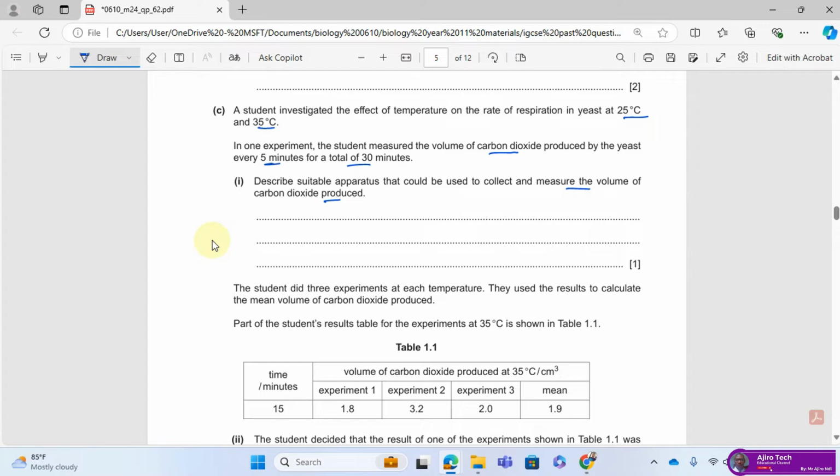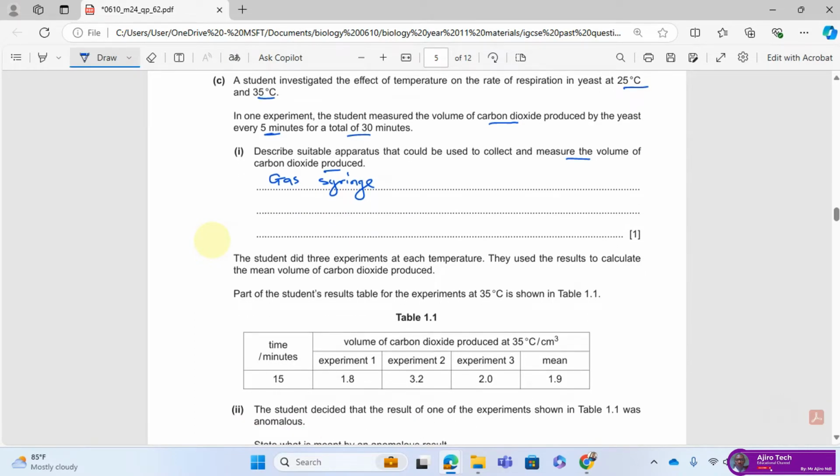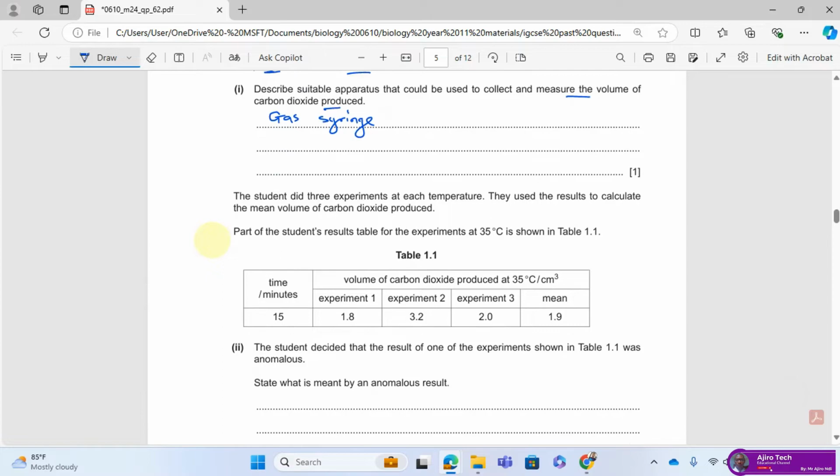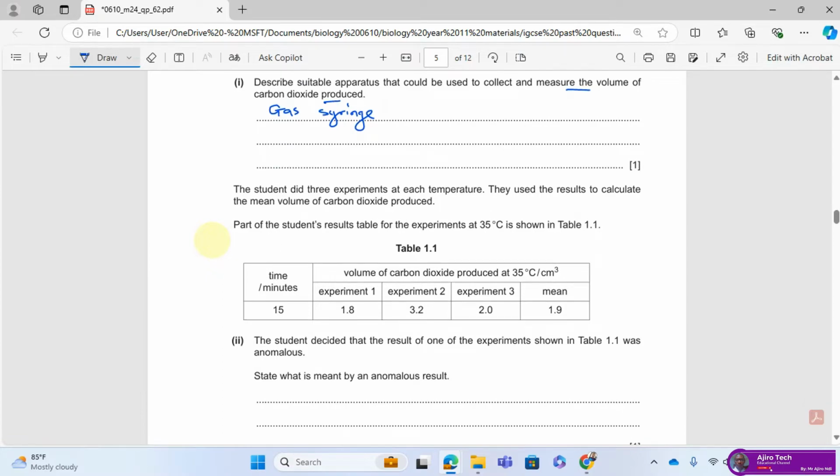Apparatus to collect volume of gases are many. We can use a gas syringe. That's a very easy and often used apparatus to collect the volume of gas. You can also collect it in a delivery tube over water, using a measuring cylinder. All right, you can collect it over water in a measuring cylinder from a delivery tube.